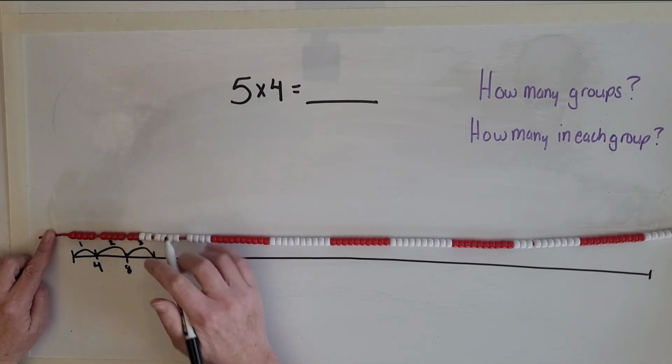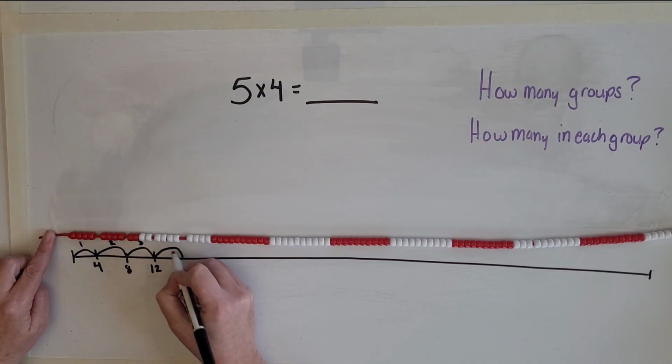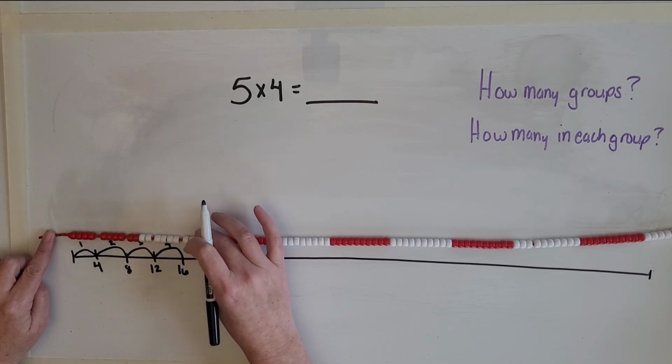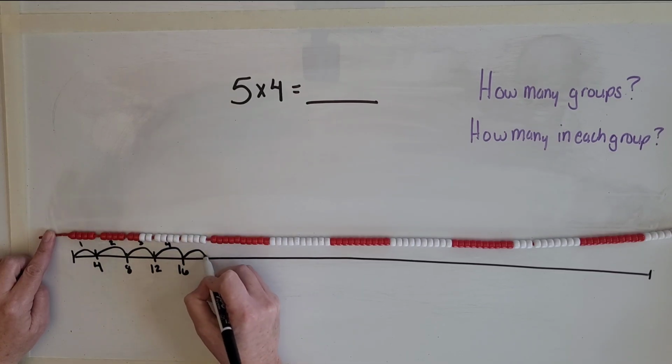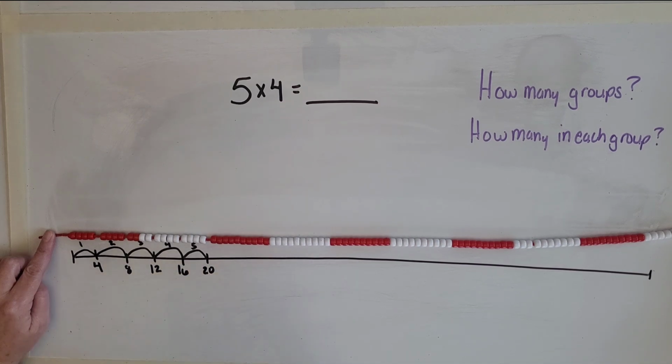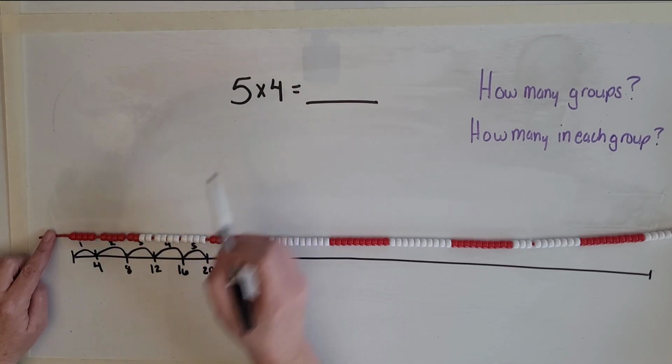I'm going to find another group of 4. This is my fourth group of 4. Now I'm at 16. And I'm going to find another group of 4. That's 5 groups, which puts me at 20. So if I use repeated addition on a number line or skip counting on a number line, I want to make sure I have 5 groups of 4.